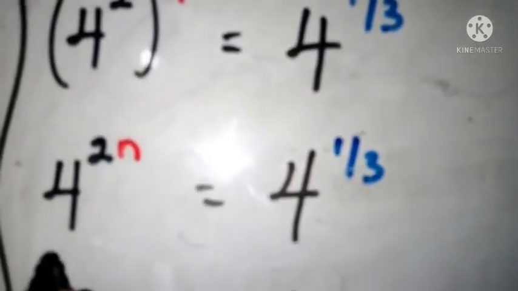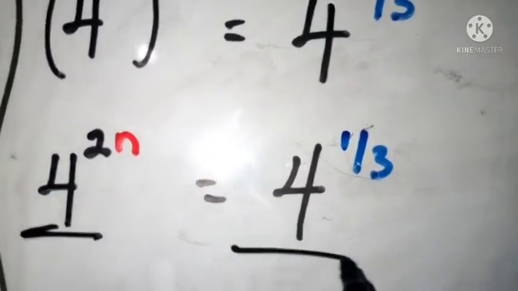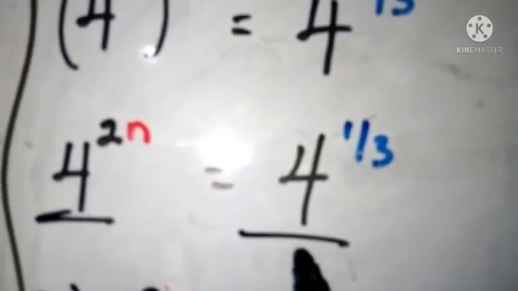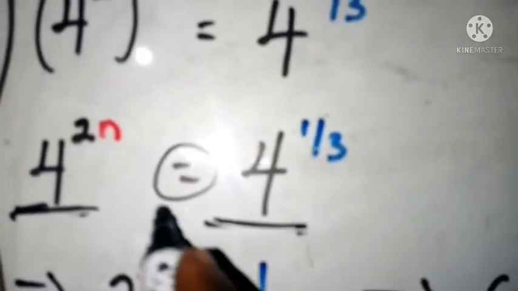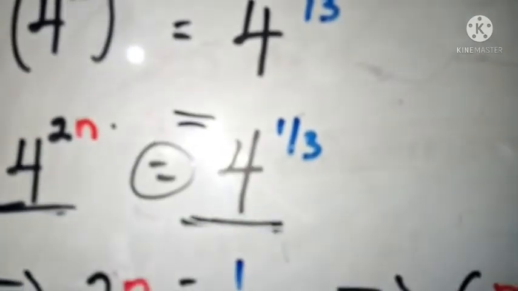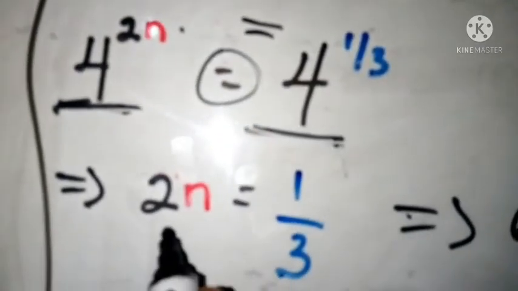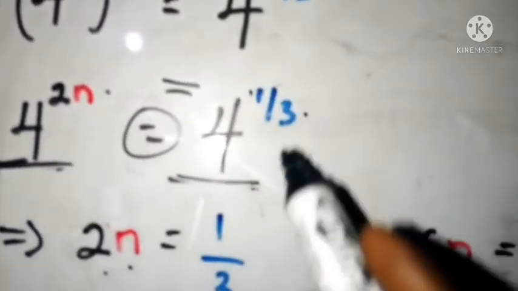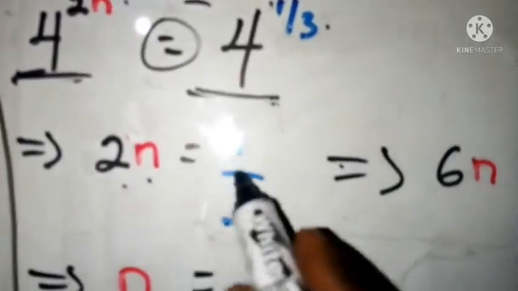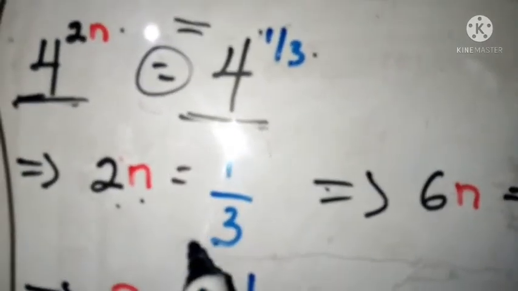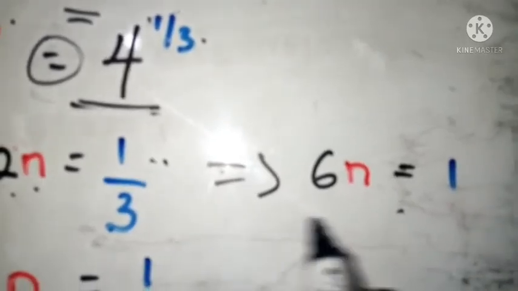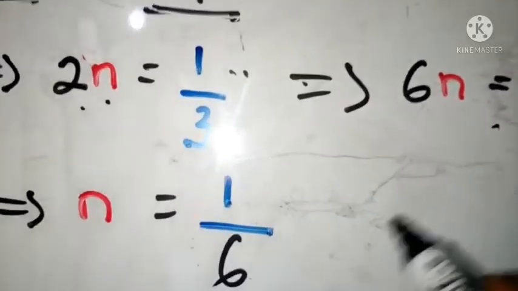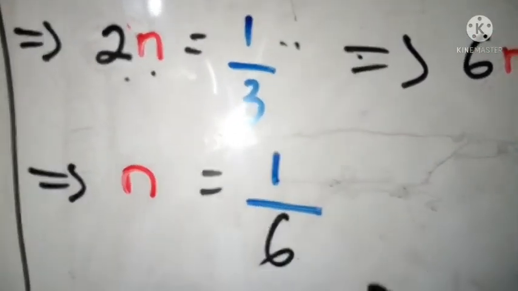Obviously, this is the main reason why we are suffering. We just want the numbers here to be equal. If this is equal to that, then it means that these two exponents are also equal. So we have 2n is equal to 1 over 3. You solve for n here: use this 3 to multiply whatever is here, that gives you 6n is equal to 1. So you divide both sides by 6, and that gives you n is equal to 1 over 6.